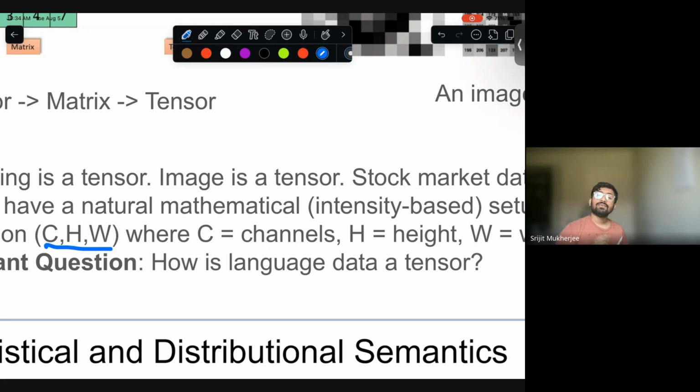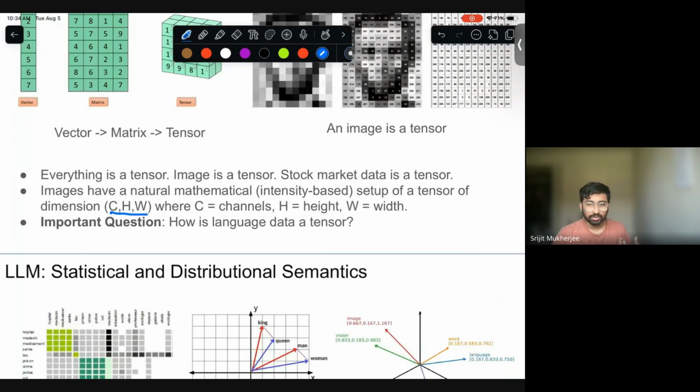Essentially, images have a natural mathematical representation, what we call a tensor representation. The question is that language doesn't have it. Like, "I love large language models." This has no mathematical representation. The only mathematical representation that we have discovered together right now is that it is a sequence of something, a sequence of words. But what is the mathematical representation of a word?